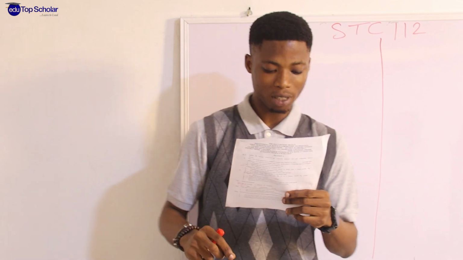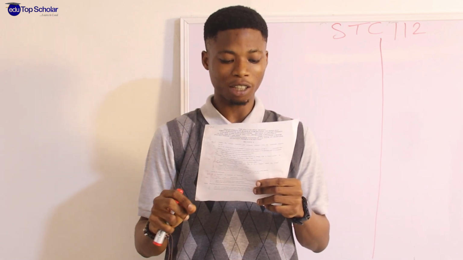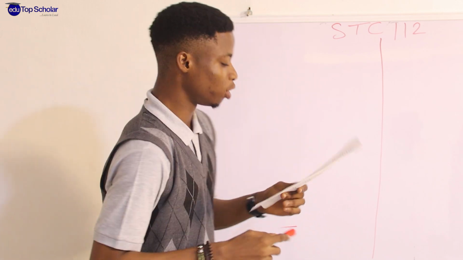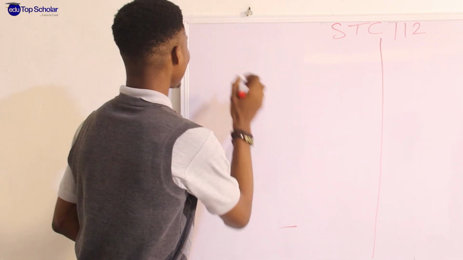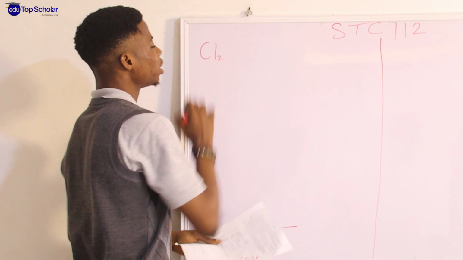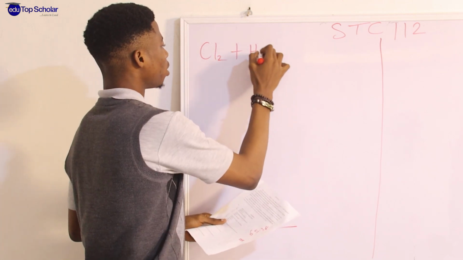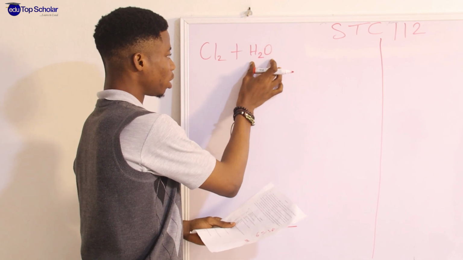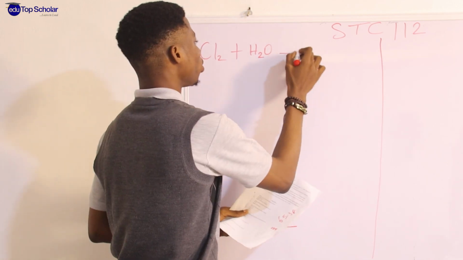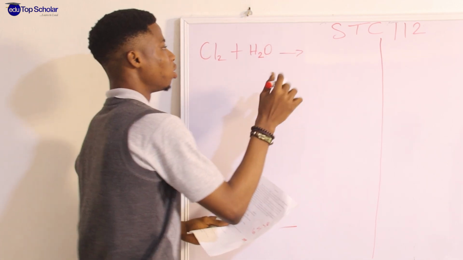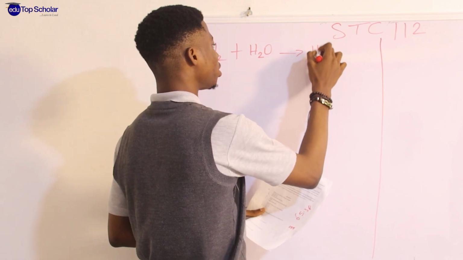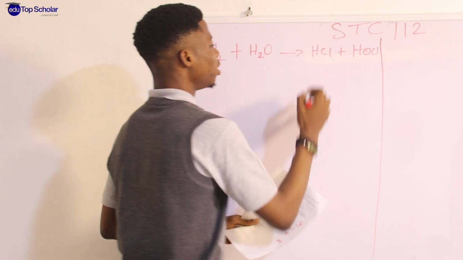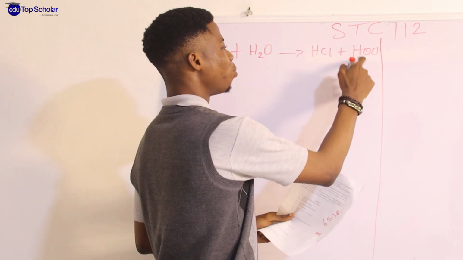Then the 5b says, briefly explain the reaction of chlorine with water. So let's take note, the reaction of chlorine with water. So we have our chlorine gas plus what? Water. Let's take, for example, if this is rainwater, so chlorine reacts with this water, so what? It gives you HCl plus HOCl. This is hydrochloric acid and this is hypochlorous acid.